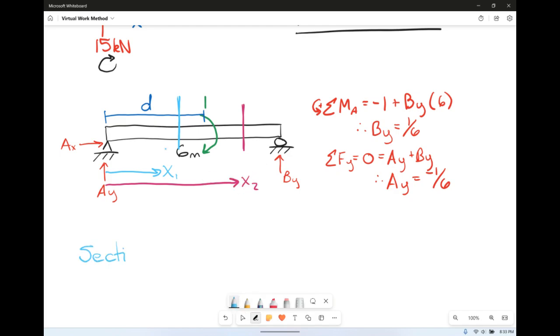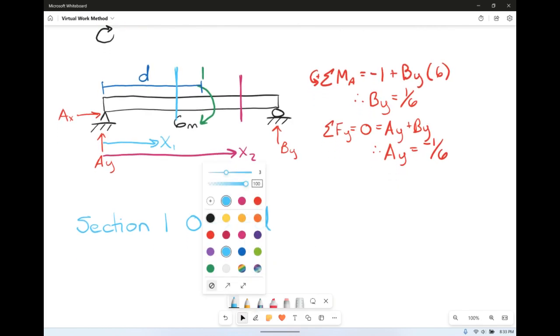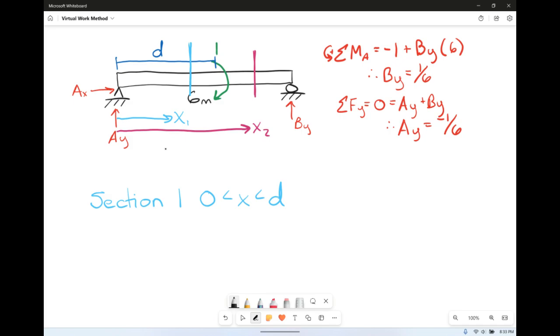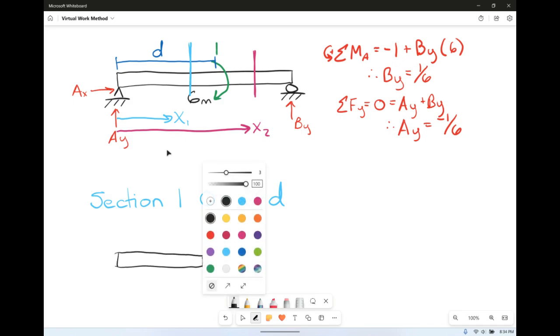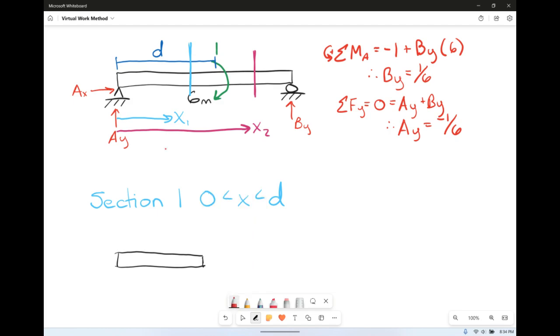So for section 1, we're going to go from 0 to x, and its maximum distance is D. D is the distance where that point moment is applied. So we're going to go from 0 to x all the way to D. So let's draw our little fragment of a diagram here. Got our little beam. Remember that we have AY, and AY was going down 1/6. This distance is x1, and we really don't have any loading at all. Don't even have that point moment.